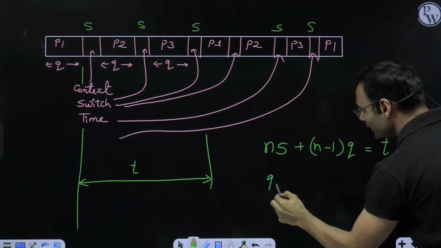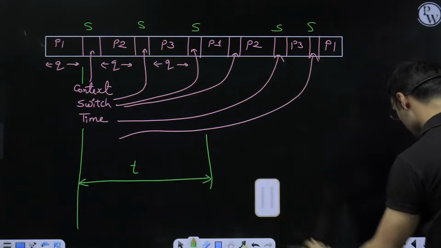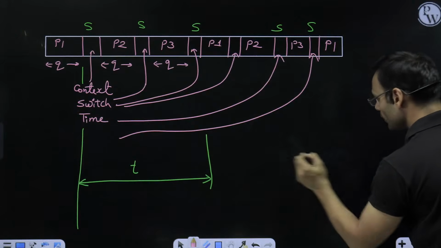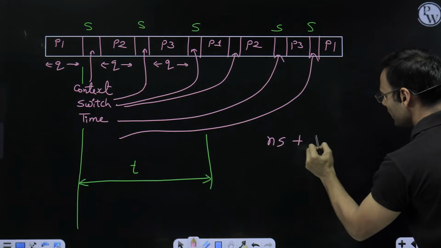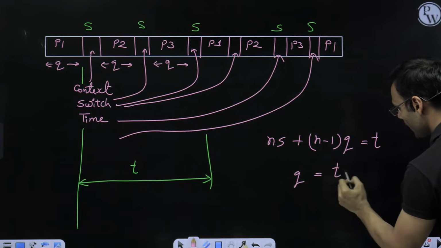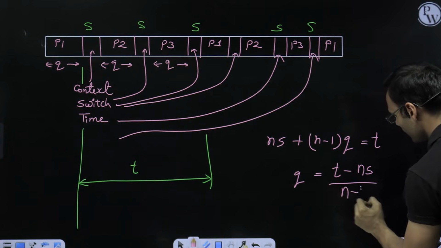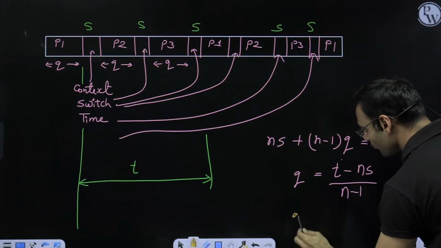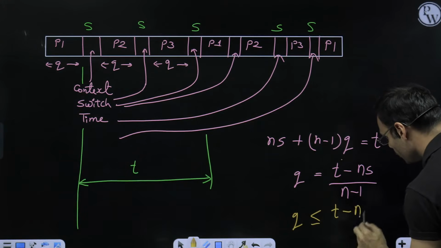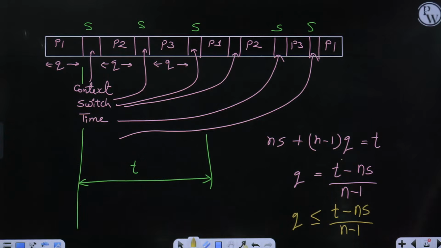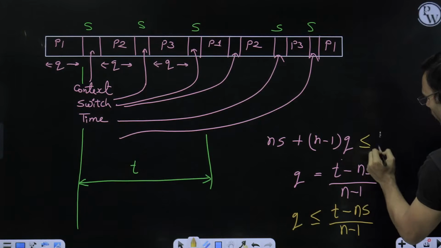Okay, let me calculate that q time unit here. So I'm writing this over here: n times s plus n minus 1 times q equals t. Q value is t minus ns divided by n minus 1, but my q should be less than or equal to this. Why, sir? Just because if I take q greater, then my value will not be under t time unit. So this should be less than or equal to t.